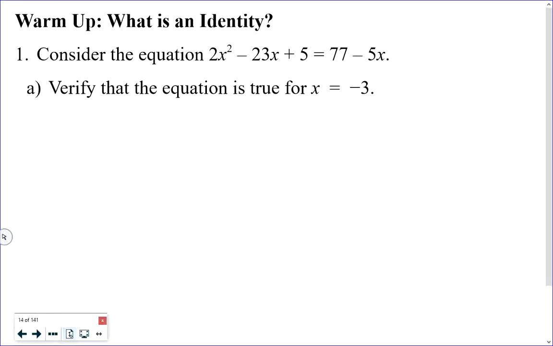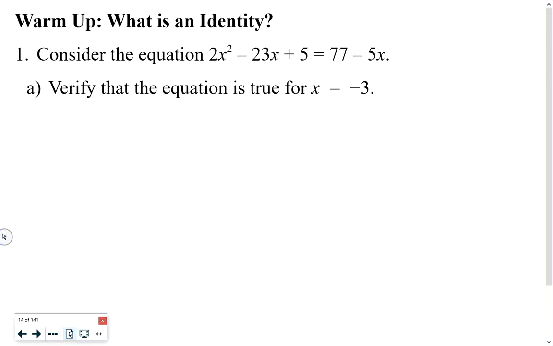we're going to consider this equation 2x squared minus 23x plus 5 equals 77 minus 5x. And I'm deciding to shorten this lesson down a little bit to the point where I'm going to tell you I don't think you need to write everything down, okay? Especially in the warm-up. You can choose to write down what you want, but I want to keep things moving past the warm-up quickly, okay?